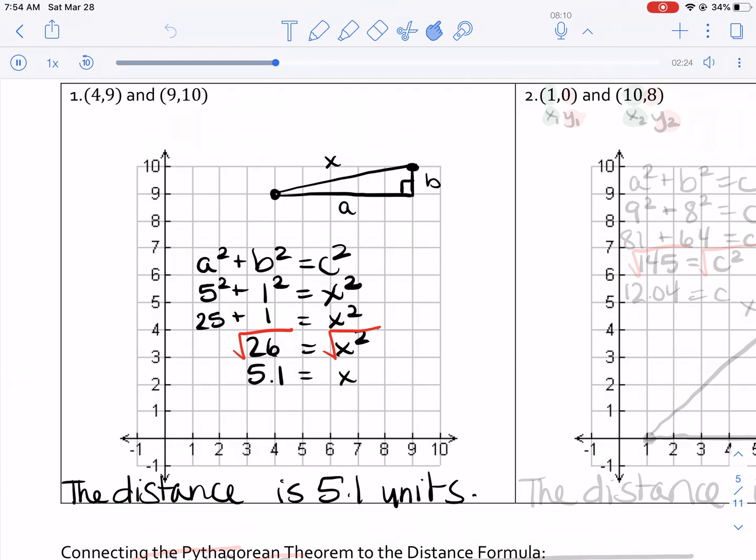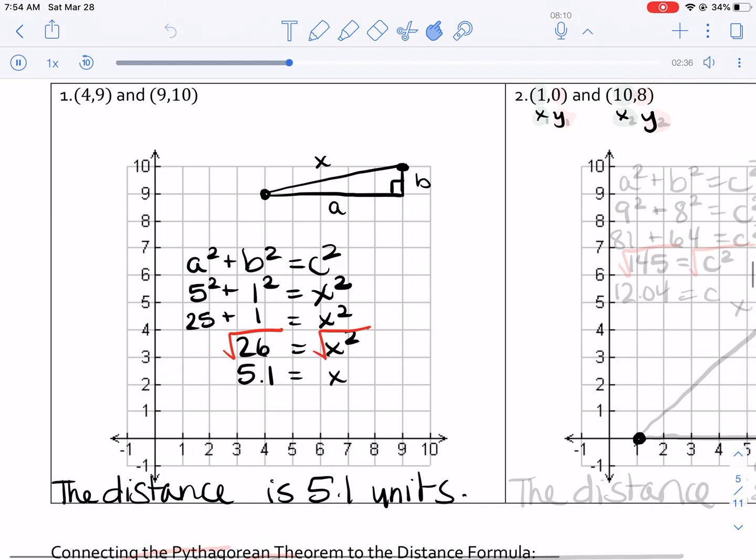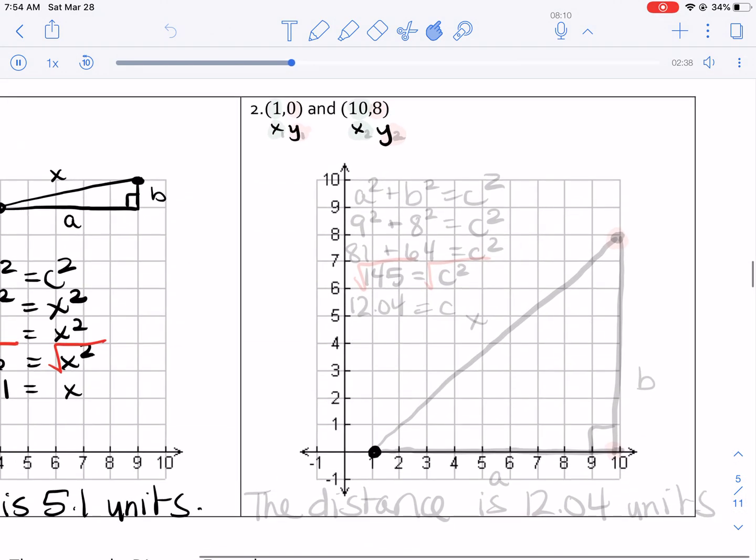Let's go ahead and do that on this other example over here. I'm going to graph my dots. Remember that they are x, y, and x, y, and x goes left or right. So we're going to go 1, 0, and we have a point right there. And then 10 to the right and 8 up. We have a point there.